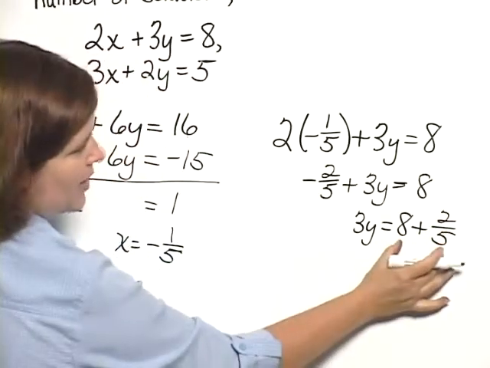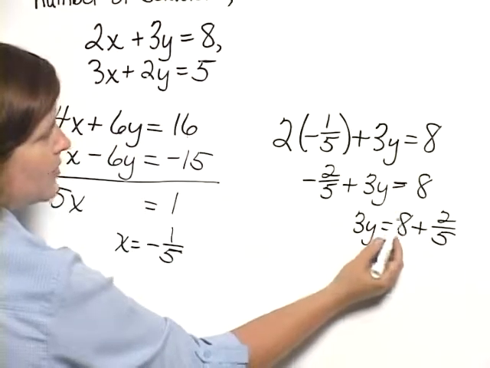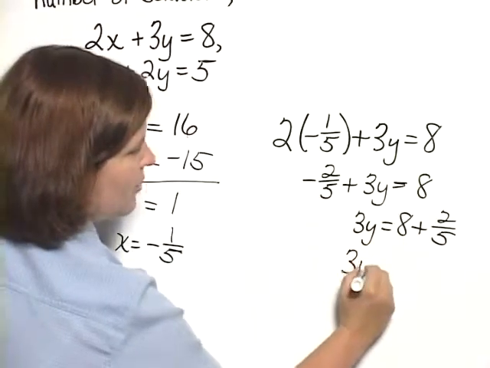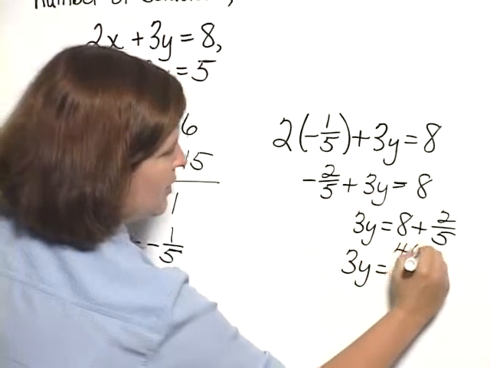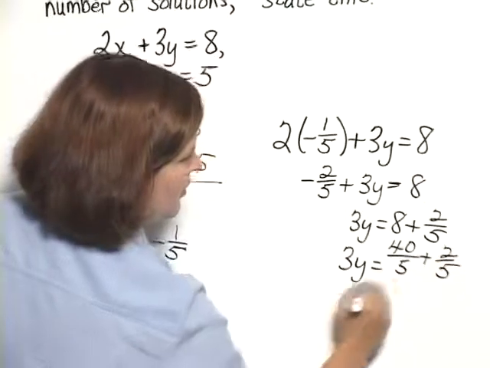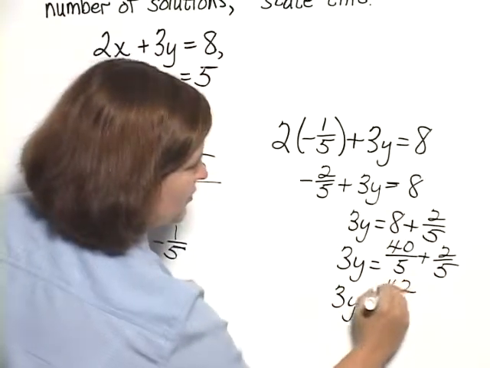Now I really need to combine those. I need to get 8 in terms of fifths. I think how many fifths would 8 be? Would that be 40/5? 8 times 5. So I have 3y equals 40/5 plus 2/5. 3y would then be 42/5.